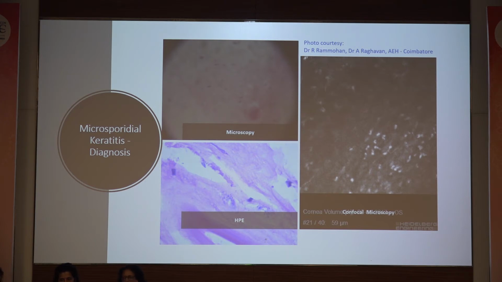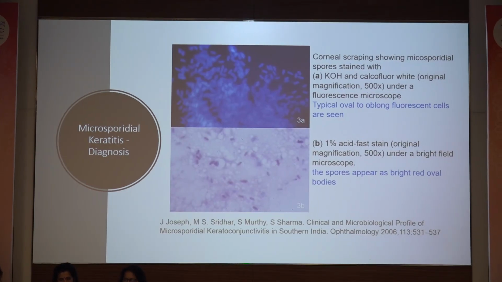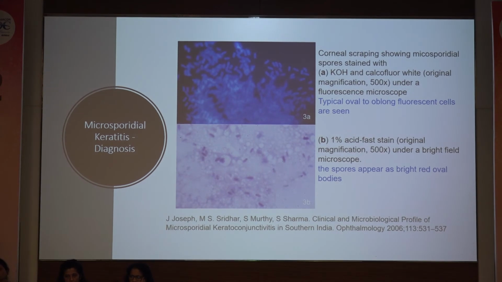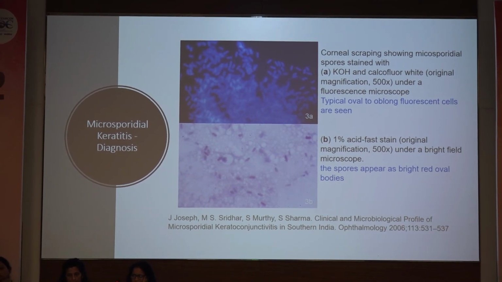So that would also ring a bell to tell you that this is probably microsporidia you're looking at. Again, these are fantastic diagnostic slides from this article in Ophthalmology in 2006. The top picture is calcofluor white staining through a fluorescent microscope, where you typically see oval and oblong fluorescent-like structures.